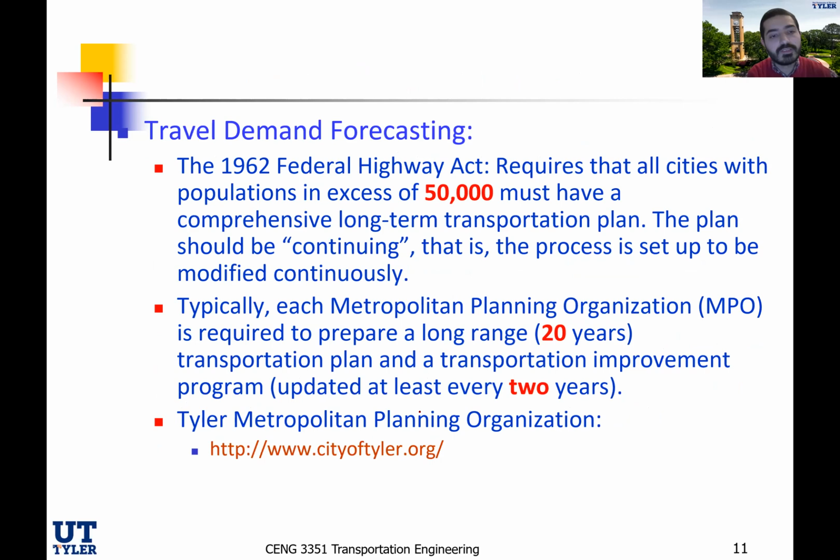Travel demand forecasting. This is here a little bit of history. In 1962, the Federal Highway Act was initiated, and it actually is a good one because it required that all cities with a population of more than 50,000 people must have a comprehensive long-term transportation plan, and they must be connected to the interstate system.